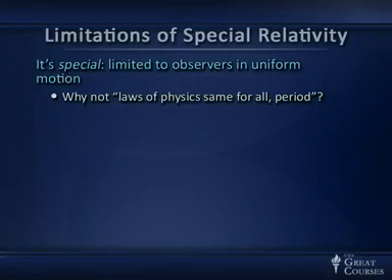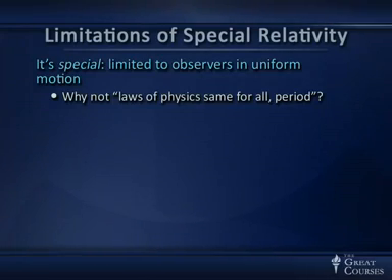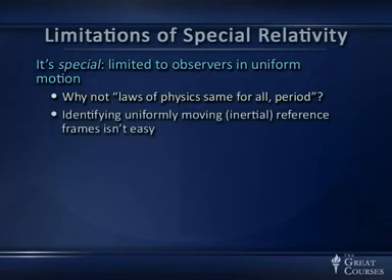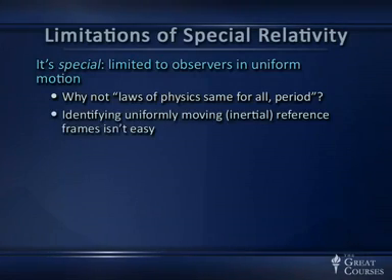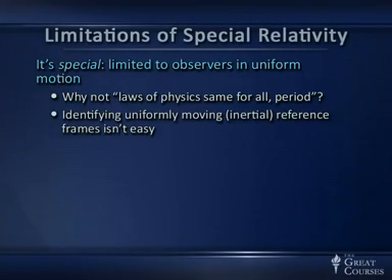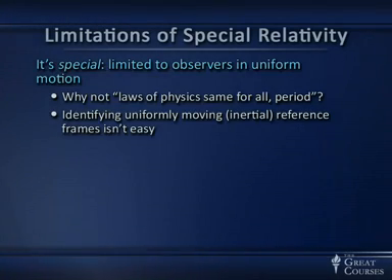So there's a philosophical motivation for general relativity. We would like to generalize special relativity to remove that limitation to observers in uniform motion. But there are some much more precise motivations for general relativity that drove Einstein. First of all, special relativity talks about uniformly moving or so-called inertial reference frames in which the law of inertia is obeyed, in which if an object is subject to no forces, it stays in uniform motion.